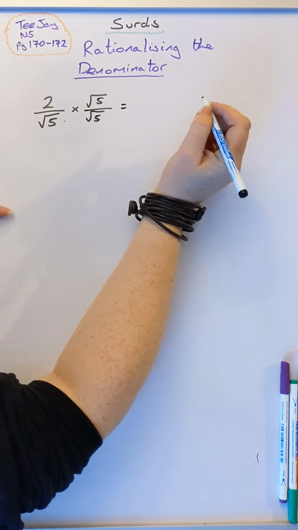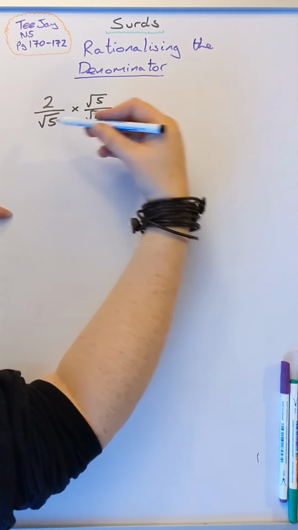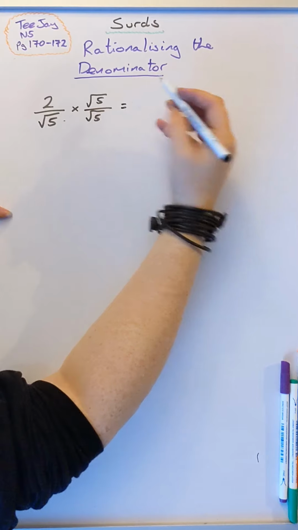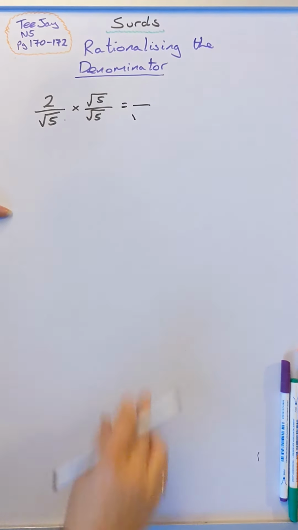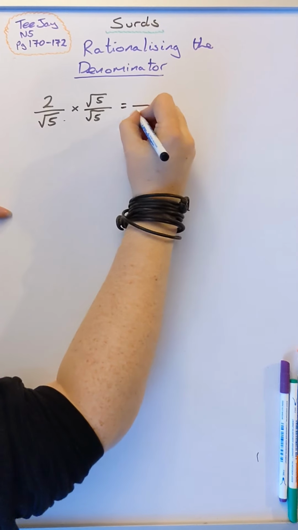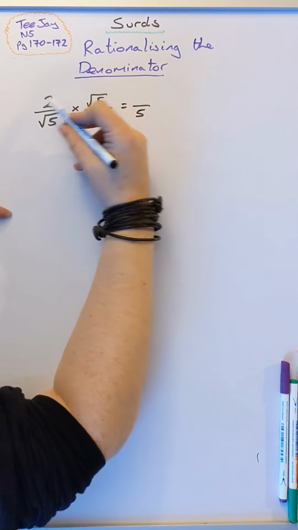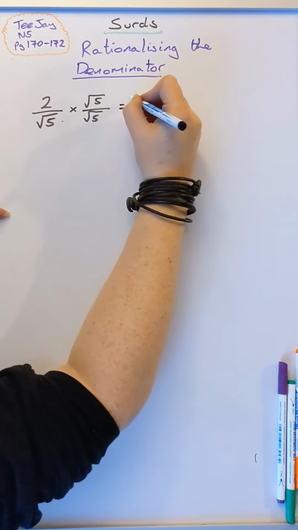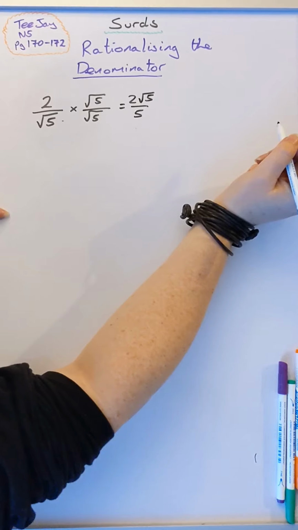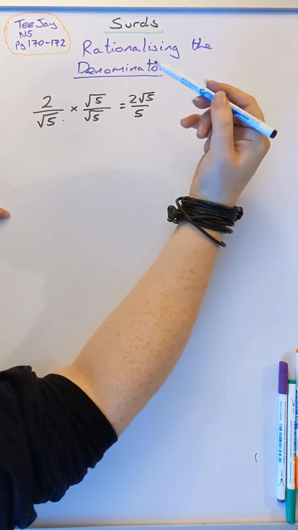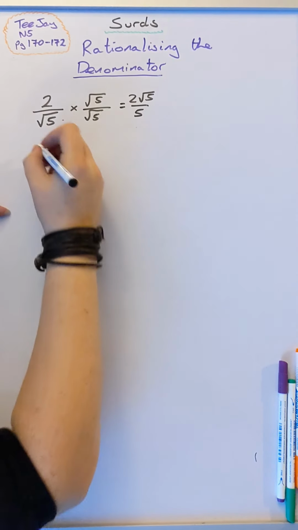This is where all our maths knowledge so far starts to come together. So we know that root 5 times root 5, you times across when you're dealing with fractions, so we have 5. But on the top we've got 2 times root 5, so we've got 2 root 5. We've not got rid of the surd, we've just moved it into a place where it's useful. I'll give you another example.